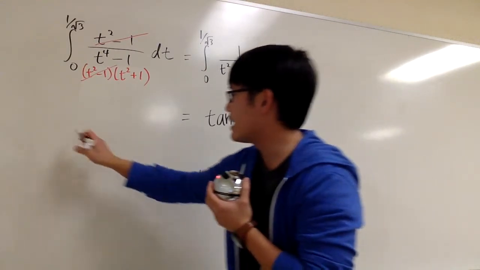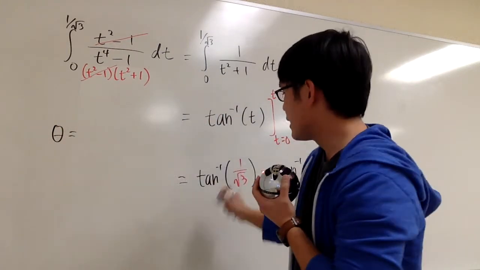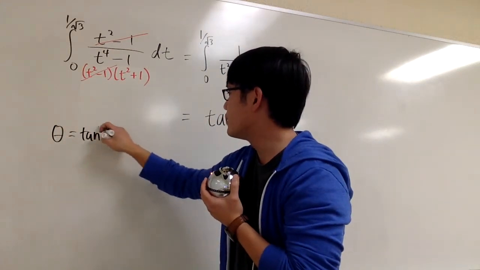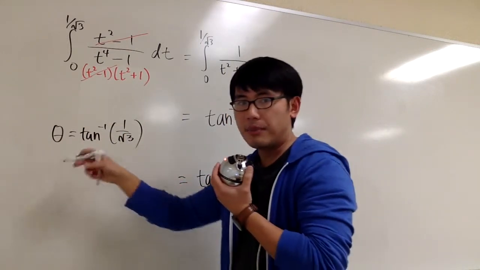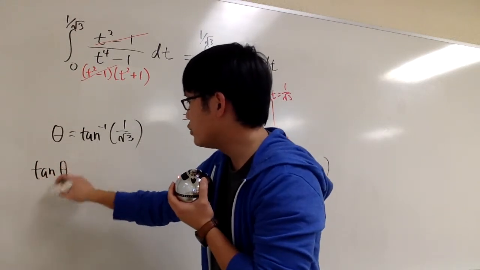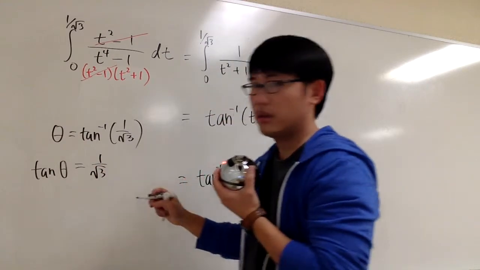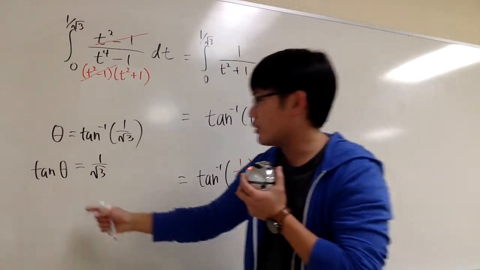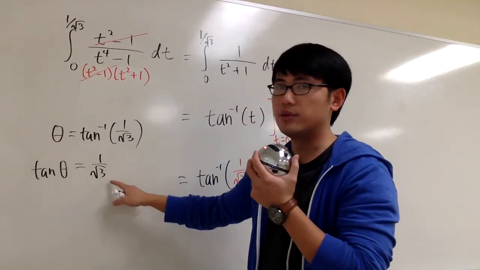Let me show you guys on the side. I will call the answer theta. Theta is equal to the inverse tangent of 1 over square root of 3. And if I apply regular tangent on both sides, I can look at this equation as regular tangent of theta is equal to 1 over square root of 3. You see, that's what I mean by you have to ask yourself, tangent of what angle will give you 1 over square root of 3?